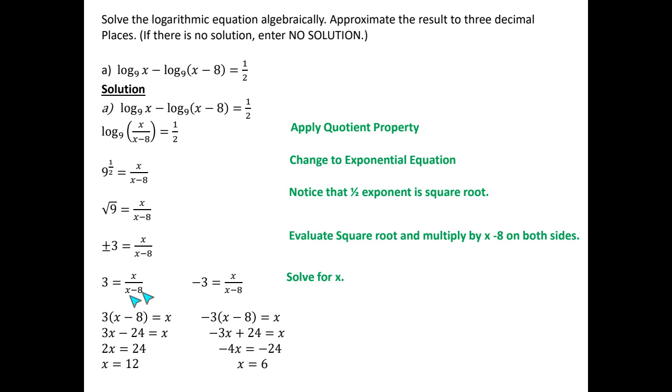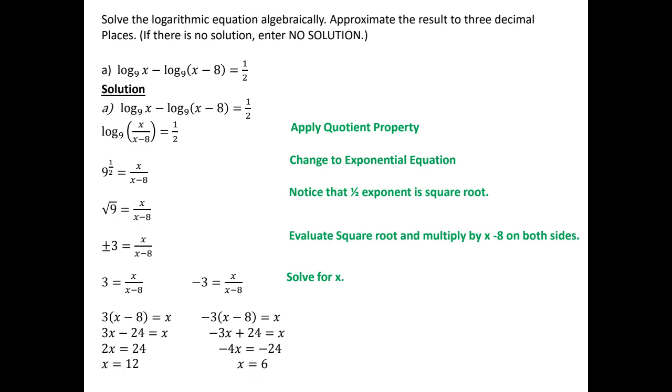So if we multiply by x minus 8 on the left side, we get 3 times x minus 8 equals x. 3x minus 24 equals x. Subtract the x, so we get 2x equals 24. So one possible answer is x equals 12. And on the right side, notice I use the negative because we get plus or minus 3. On the right side, we end up with x equals 6. So these are possible answers.